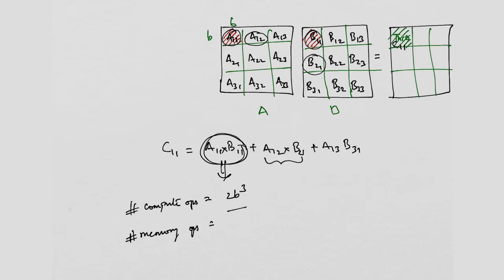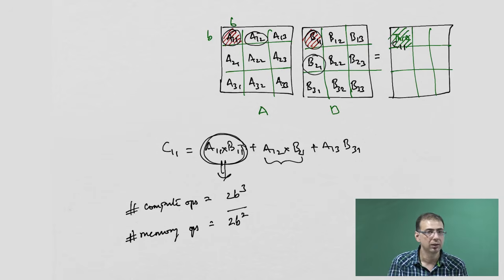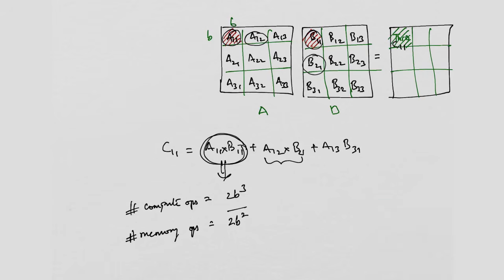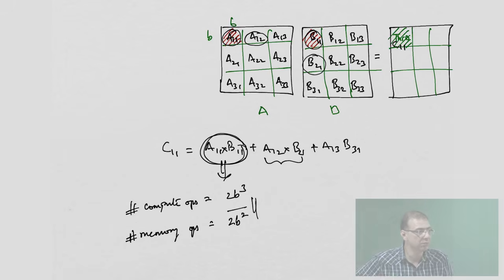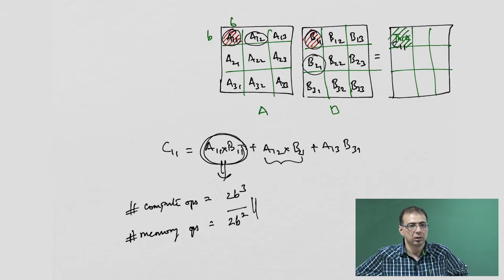2b square or 3b square? That depends on whether my C also fits into the cache or not. Right? I have to load these submatrices of A and B. Now can I write back the submatrix of C or not? If it fits into the cache, then I only incur a cost of 2b square. The number of memory operations is 2b square. Right? So you see the difference now? So now you are able to achieve something better, right? You are able to get a much better compute to memory ratio. So now what does it depend on?